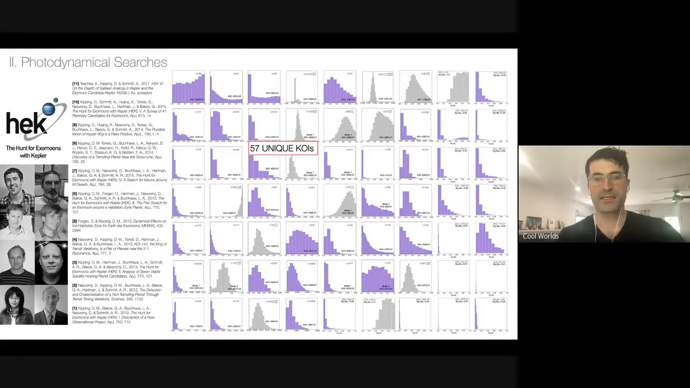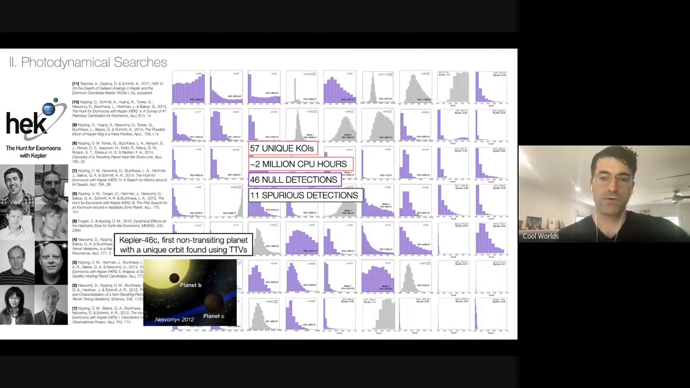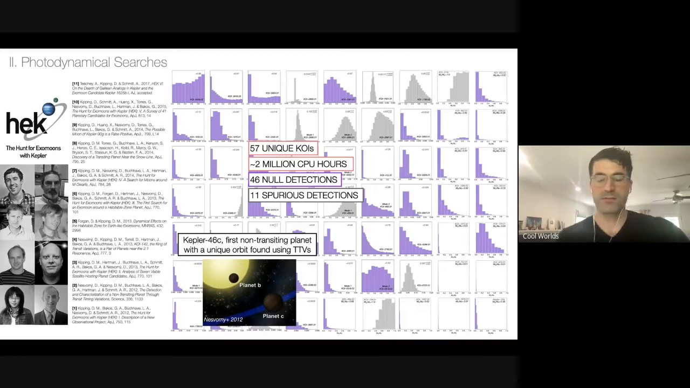So every time it peaks at 0, that's pretty clearly a null detection. Or if it is pretty flat, that's clearly a null detection. A lot of CPU hours to crunch through these. And all of the purple ones are basically null. And you can see that because they tend to peak at 0. So there's no evidence for a moon there. The gray ones peak off 0. And so it looks like there's some kind of mass signal detected. However, all 11 of those are spurious. They're not moons.